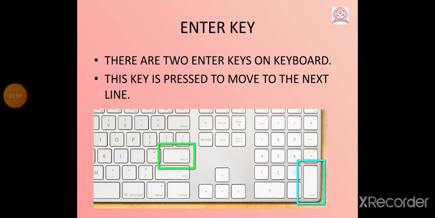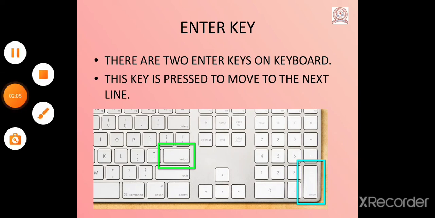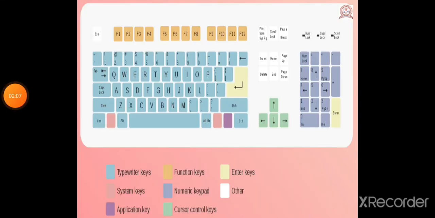With this key, we complete our chapter, Know Your Keyboard. Now in this picture, all the keys are shown. You can see alphabet keys, numeric keys, enter key in yellow color and all other keys.